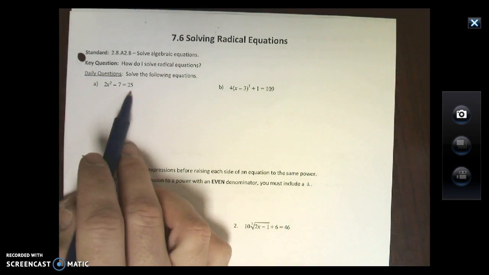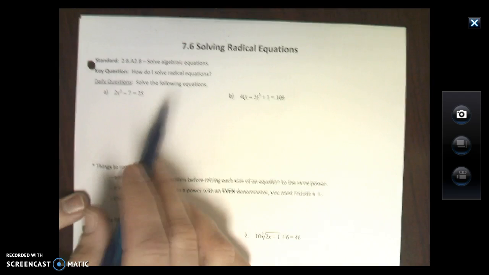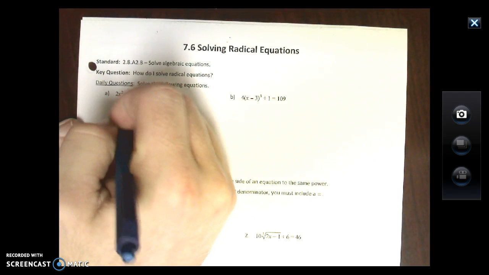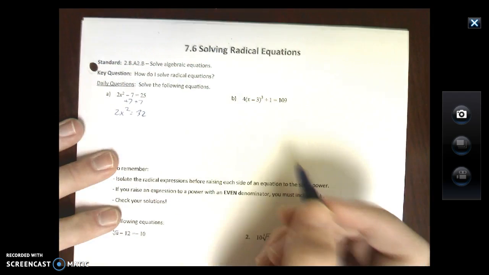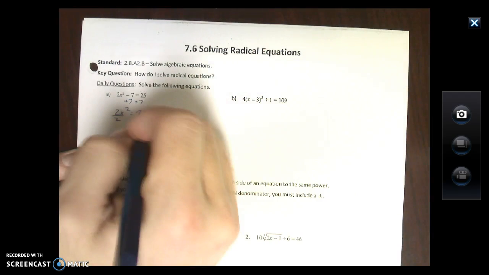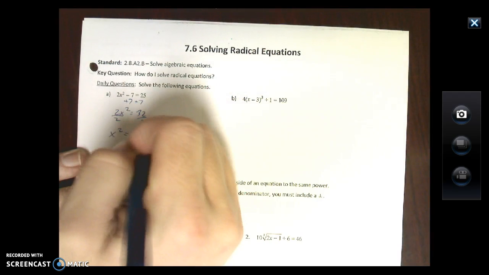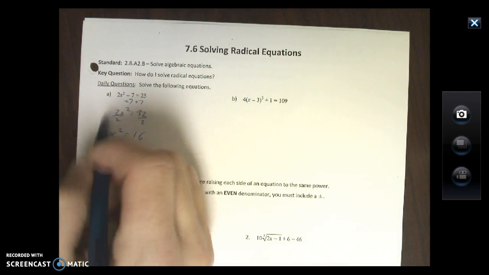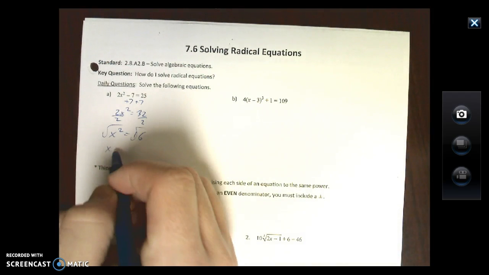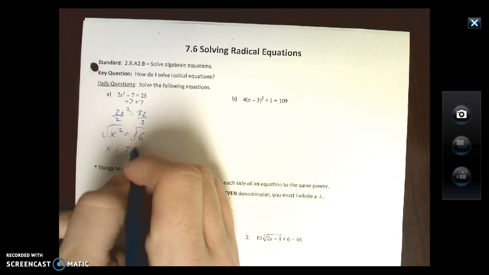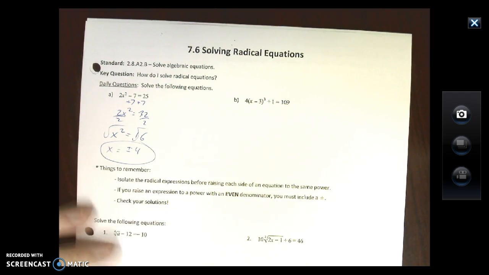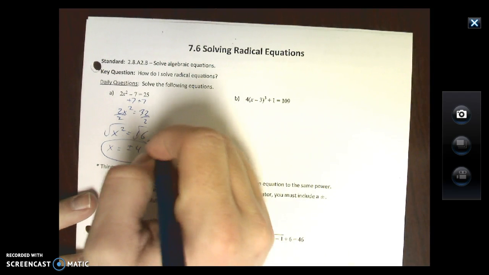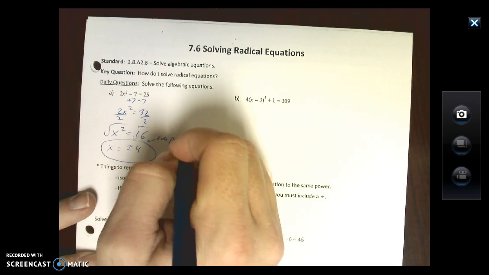2x squared minus 7 equals 25. It says solve the following equations. This is a quadratic. I'm going to add 7 over. 2x squared equals 32. I can divide both sides by 2. X squared equals 16. Is squared an even power? Yes, it is. So when I square root both sides, I get plus or minus 4. Please remember to take the plus or minus, okay? And you do this for all even powered roots.